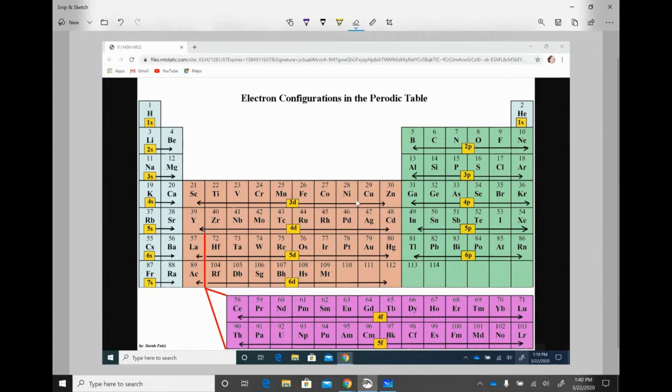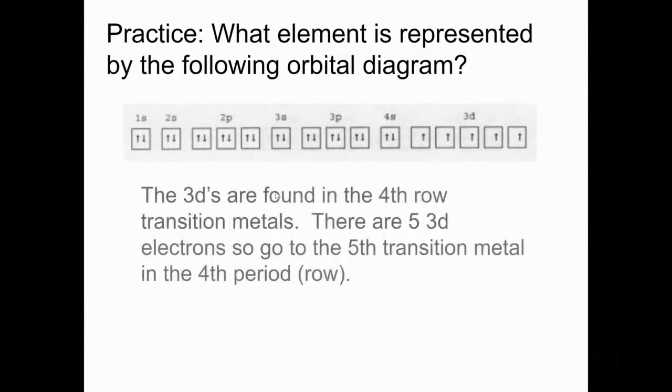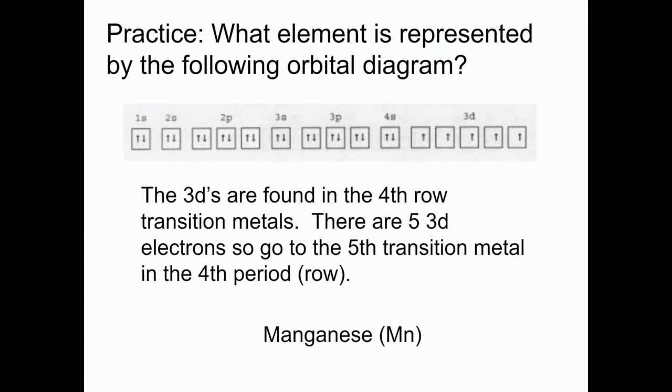So you just go down here. These are your 3d's, and you go 1, 2, 3, 4, 5. So you know you're at manganese. Those 3d's are found in the fourth row, transition metals. There are 5 3d electrons, so you go to the 5th transition metal in the 4th period, and you'll find manganese.